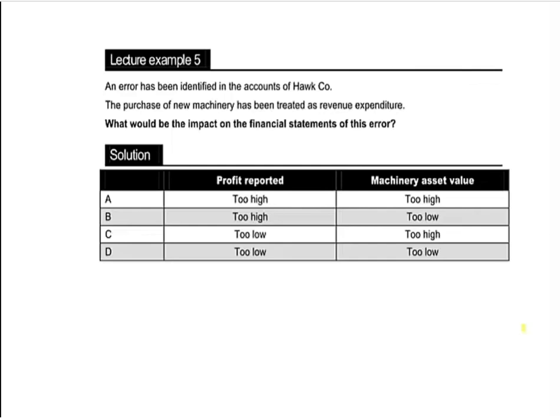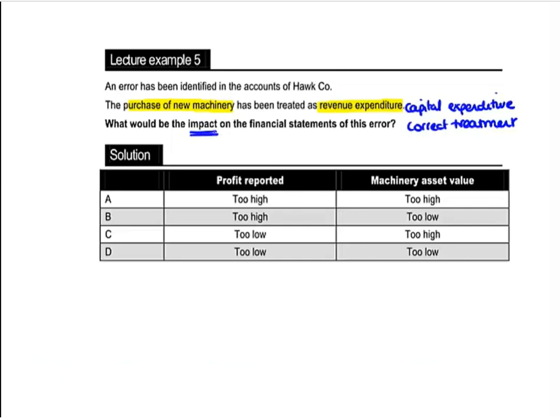In example 5 then, Hawk has made a mistake and a purchase of new machinery has been treated as revenue expenditure. That's incorrect, obviously, because it should have been treated as capital expenditure. We're being asked to consider then the impact that this is going to have on the financial statements.